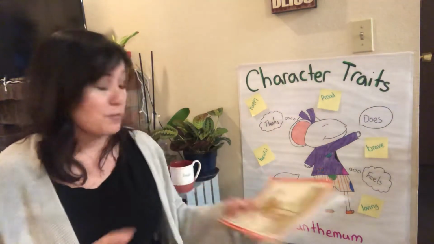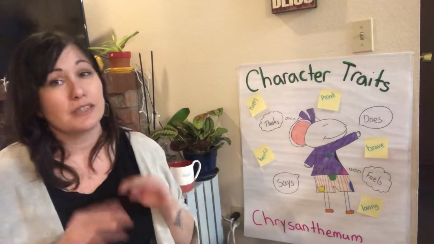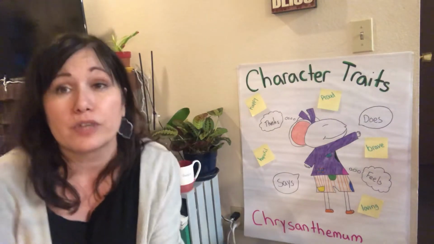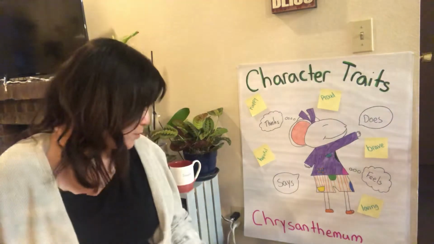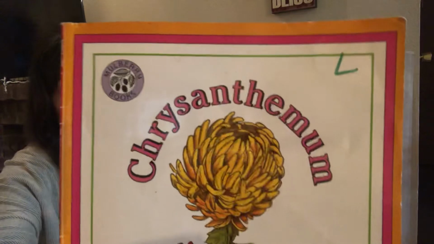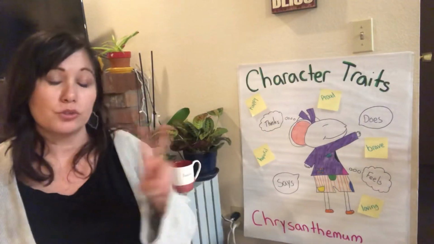Okay, now I have a couple questions for you about Chrysanthemum. In your journal, go ahead and turn to the next blank page. Write the date. It's 3-27-20. Write the title of the book. I'll let you read this one, so you can pause it and write that title down. Once you have, you're going to answer these two questions.